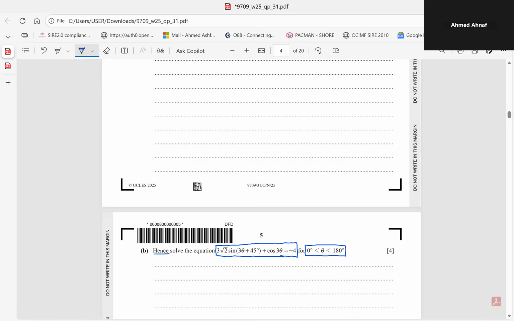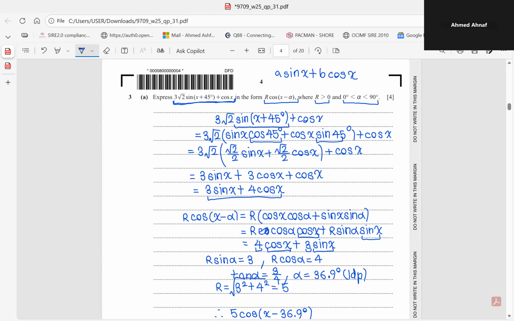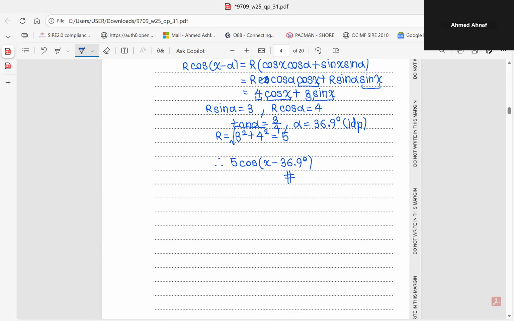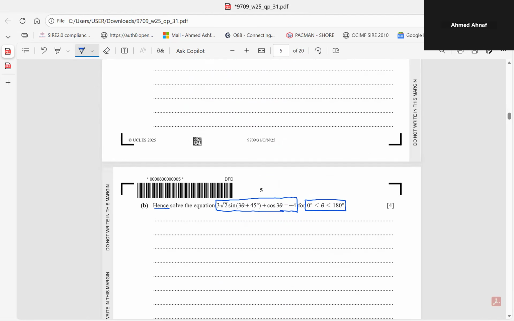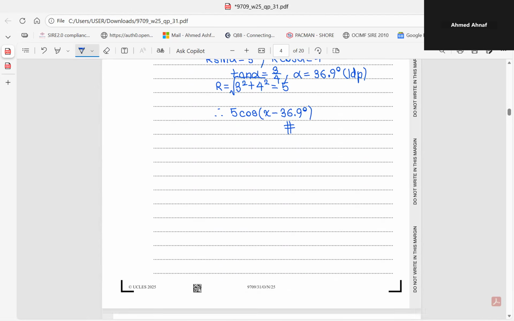Okay, so for the second part, they told us hence. So we have to use our answer from the previous part again. We need to solve this trig equation for this domain of theta between 0 degrees and 180 degrees. Since they told us to use hence, we have to see how similar this equation is to the equation we simplified at the top. So let's see the coefficients. So 3 square root, it has the same sign, also the same.